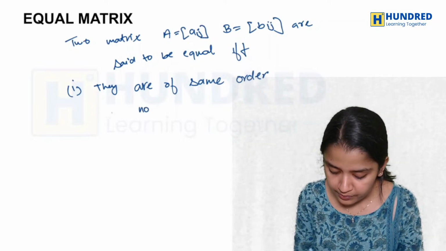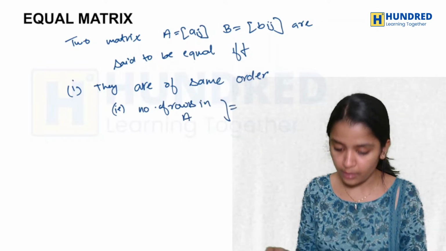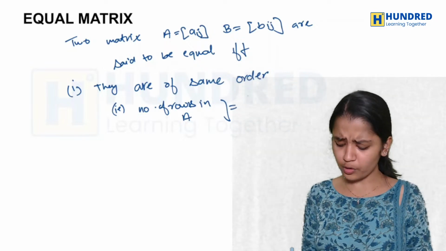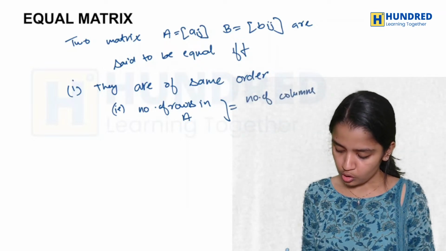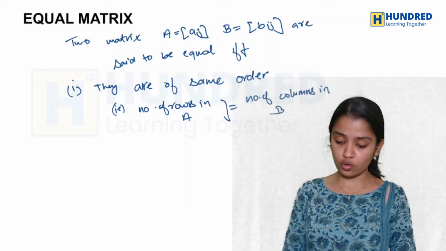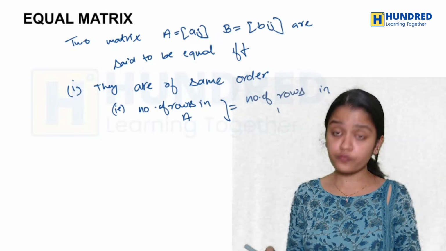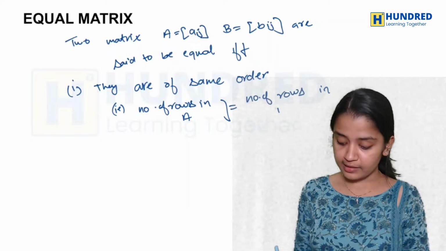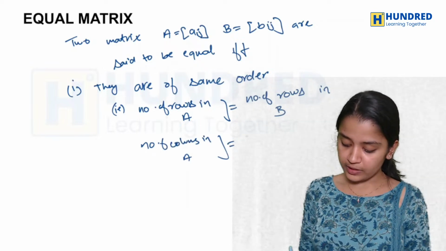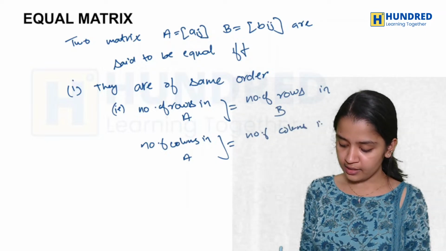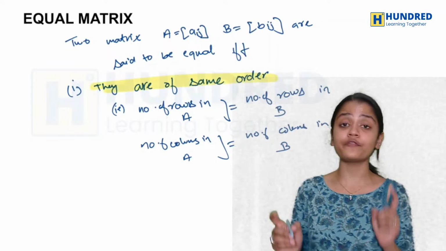What does that mean? The number of rows in A is equal to the number of rows in B, and the number of columns in A is equal to the number of columns in B. So the main important criterion for you to tell if matrices are equal is that they should be of the same order.